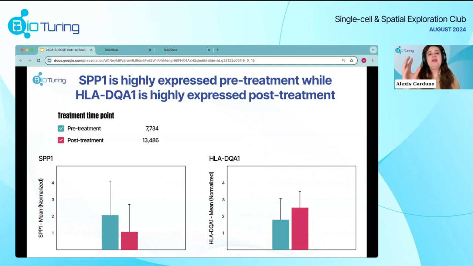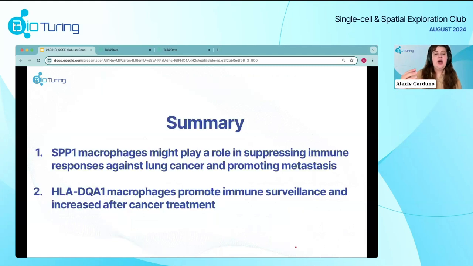So what can we gather from all these different results? Inputting an atlas analysis, where we increase the statistical power of this result, as well as the spatial transcriptomics insights that we gather with other published data, some of the main summary points are that the SPP1 macrophages can play a significant role in suppressing the immune response against different subtypes of lung cancer, and it promotes metastasis as well.